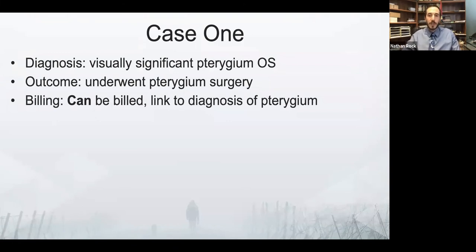So visually significant pterygium. The patient underwent pterygium surgery. I wish I had a topography of someone who has undergone surgery for comparison after, but it does regularize the shape, though it's never going to be like that right eye again, unfortunately. This patient, the topography can be billed. It's linked to the diagnosis of pterygium. But these topographies can be very helpful.